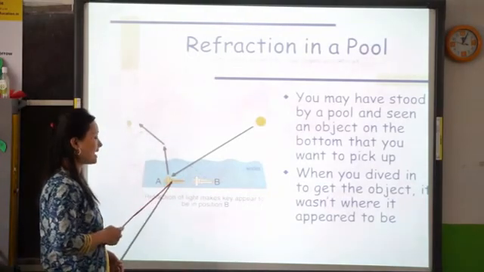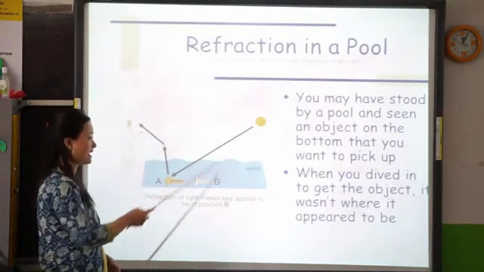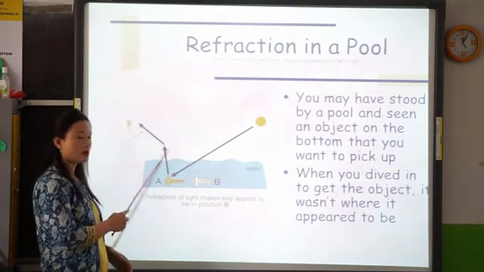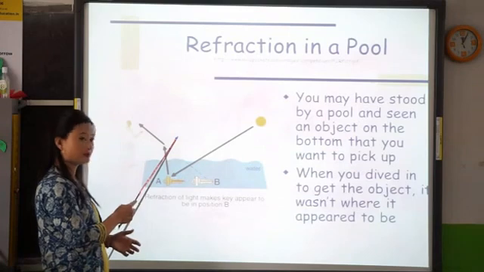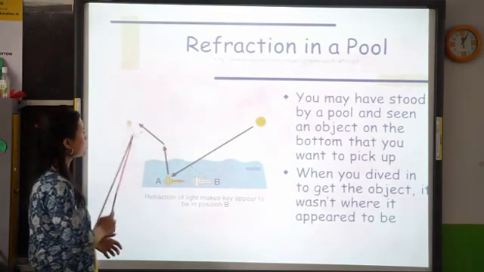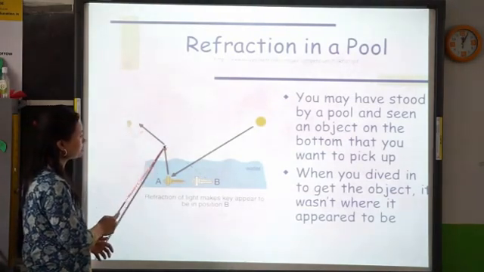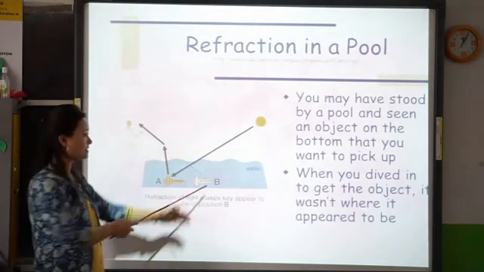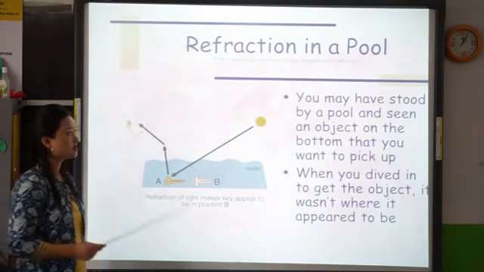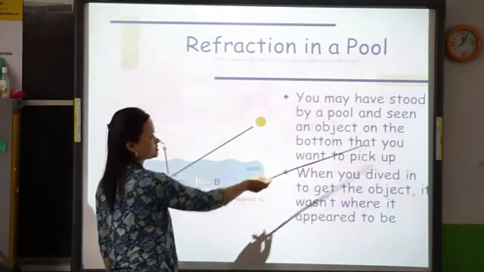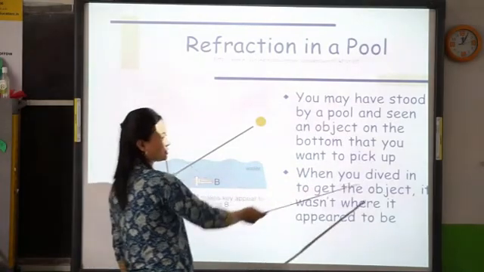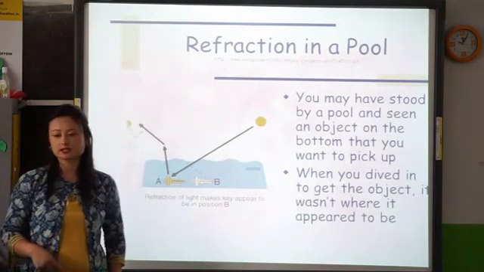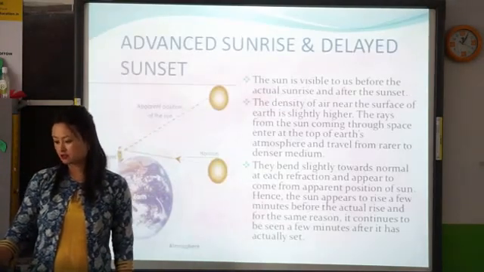Why? Because the light which refracts back from this depth will be bent as it passes from water to air. It bends away. Now a person who is seeing from here seems to see it straight, and it seems to be seen somewhere else, a little bit lifted up. So you might have stood by a pool and seen an object at the bottom that you want to pick up. When you dive in, the object wasn't there where it appeared to be. So this is what happens during refraction.